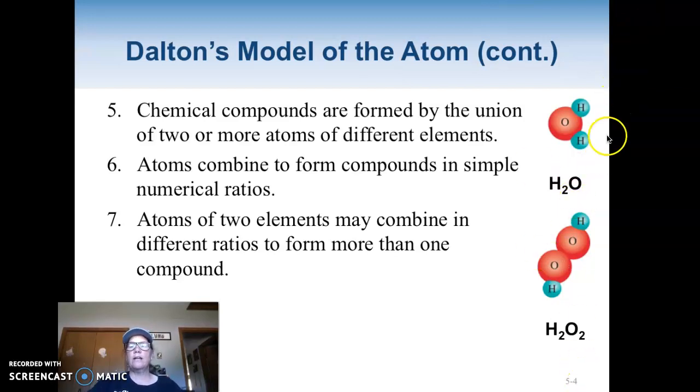You look at water and hydrogen peroxide. They're both clear liquids, but you definitely don't want to take a swig of this when you're really thirsty. So they have different compounds. They react differently with things. They're different compounds because they're different ratios.